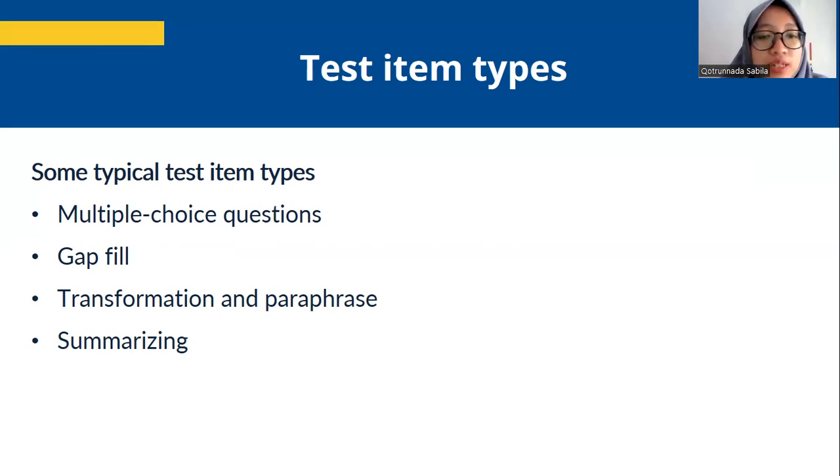And then transformation and paraphrase. This is a common test item that asks the candidates to rewrite sentences in a slightly different form, retaining the exact meaning of the original. And then reordering, and then also summarizing. And here, summarizing is a way of testing a student's ability to understand and put that understanding into words.